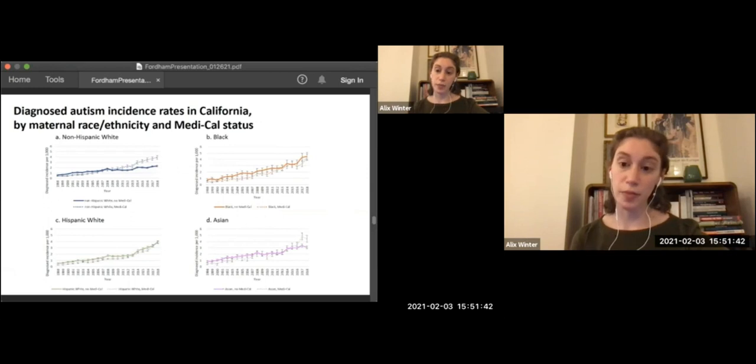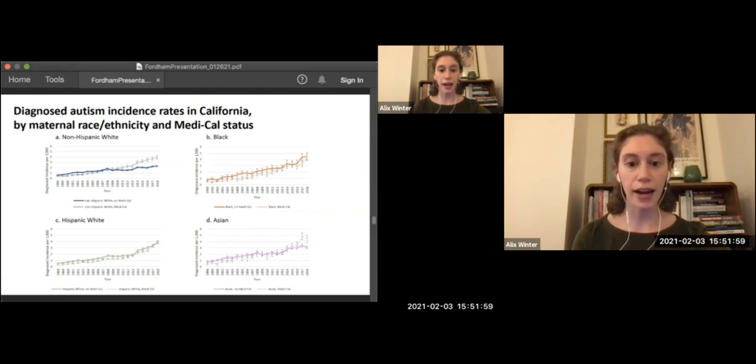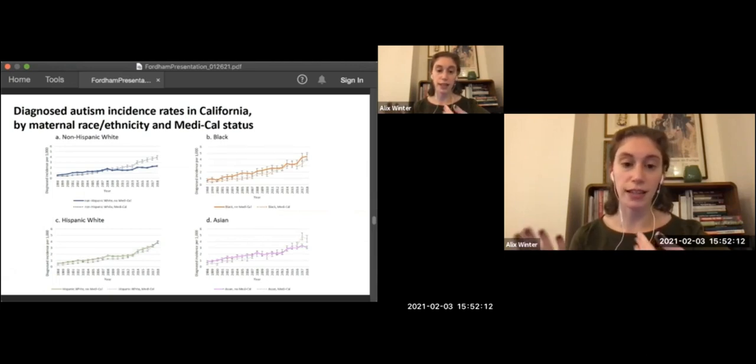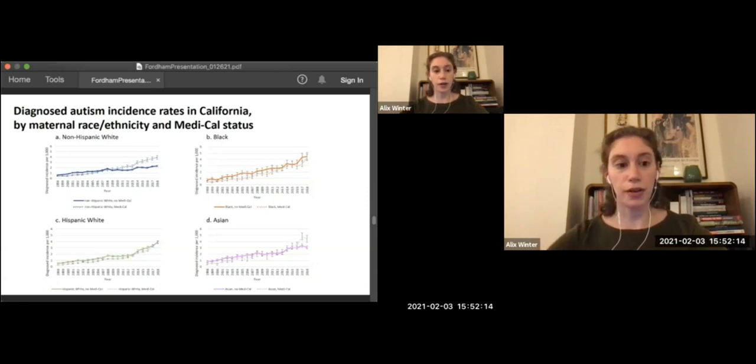Children of Asian mothers, the bottom right graph, show a similar but a little less pronounced SES gradient reversal. But among children of Hispanic and Black mothers, the gradient did not reverse, and rates of autism diagnosis are generally higher among those of higher socioeconomic status, here defined as people who do not receive Medi-Cal or the solid lines. So the socioeconomic status gradient reversal we observed on the last slide is really only true of children of white and Asian mothers.